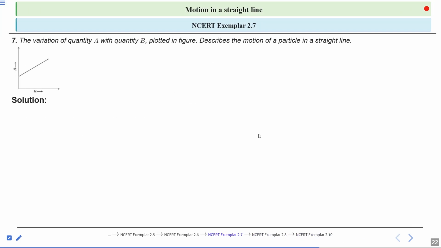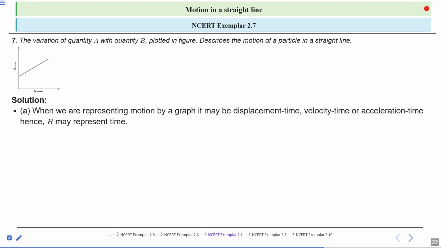So if we talk about option A, when we are representing motion by a graph, it may be displacement time, velocity time, or acceleration time. In all these three cases, the x-axis, the horizontal axis, may represent time.